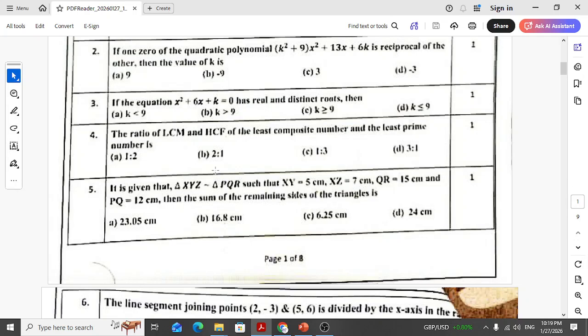Let me repeat it again. Tangent is perpendicular to the radius, so this is 90 degrees. The remaining two angles should add up to 90 degrees. This one is 25. The remaining part is 90 minus 25, 65. And those two together form a straight line, so it should be 180. So 180 minus 65, 115 is the correct answer.